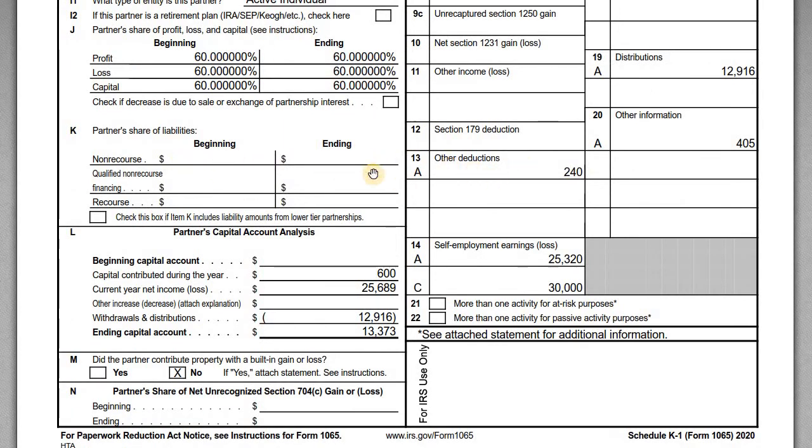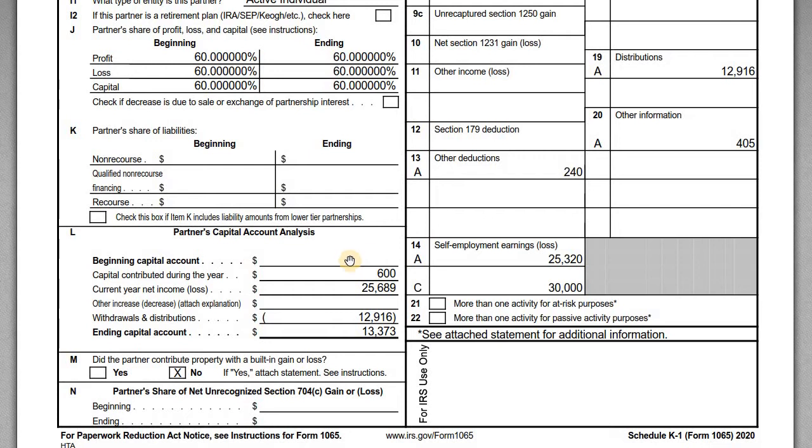Partners are allocated a portion of the liabilities on the balance sheet at year end, depending on what type of debt it is. That's important because the allocation of debt to partners increases their tax basis in the investment. And tax basis is important because the higher your tax basis, the greater ability you have to deduct losses against your interest. Then the partner's capital account analysis in box L is just a reconciliation of the capital account for the year.